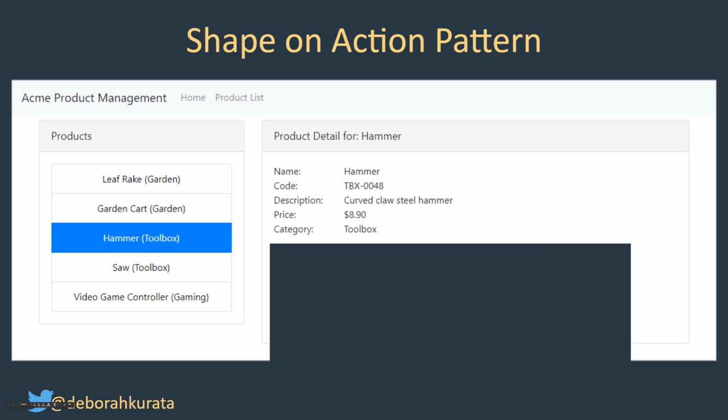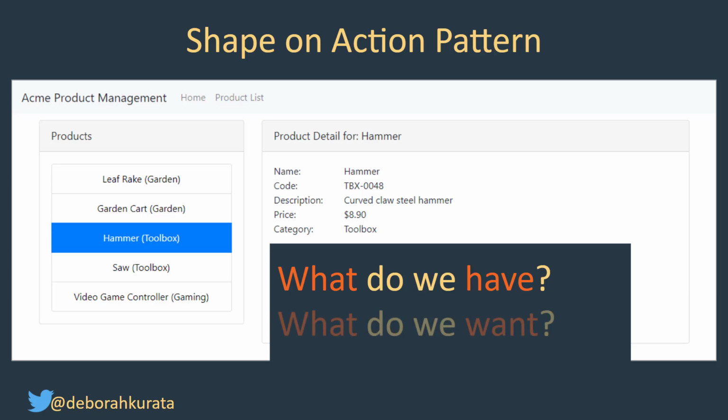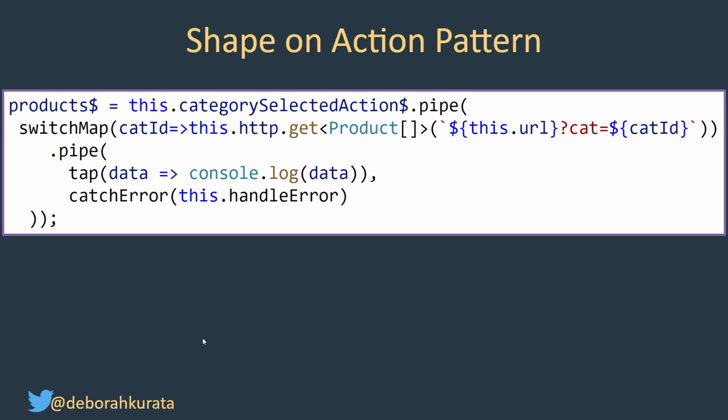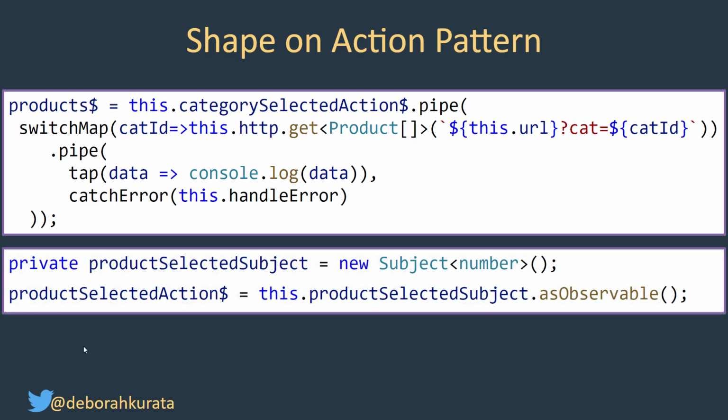Okay, so our question again is, what do we have? Well, in this case, we have our list of products and we have an action. As soon as I'm saying action, we're thinking to ourselves, hey, we're going to probably need a subject or behavior subject. What do we want? We want the detail for the selected product. When do we want it? Anytime the product changes. Here's our products. This is the exact code that we looked at just a moment ago with our switchMap. So that's one of the things we have. The other thing that we have then is this action.